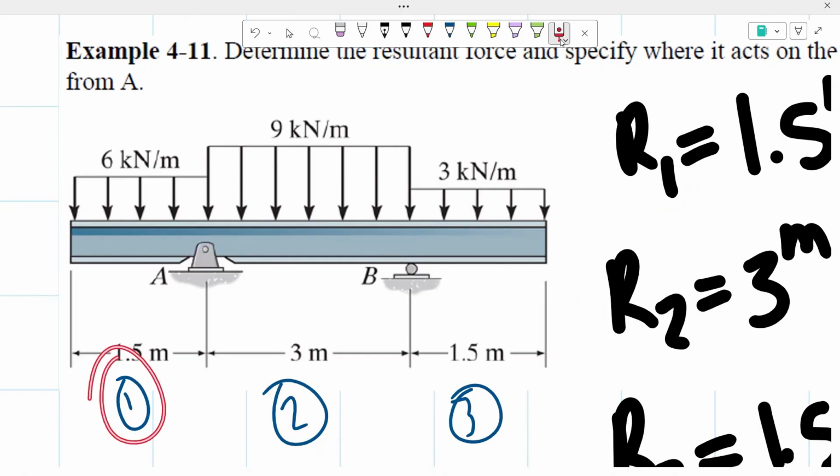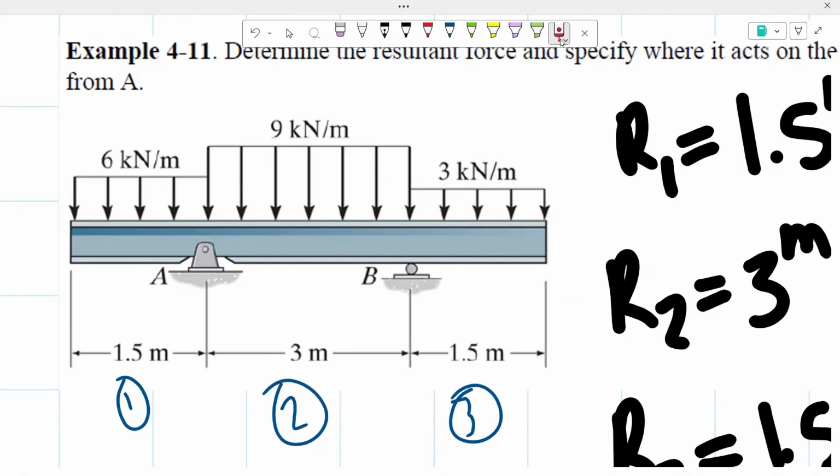For this first section, since these are constant loadings, we know that each of those forces is going to be centered right in the middle. So it's going to be easy to determine that. What we could do is simply divide each of these spans by 2 to get their location. But when specifying their location, we have to do it in terms of point A. So for this one, the location from point A is equal to 0.75 meters.